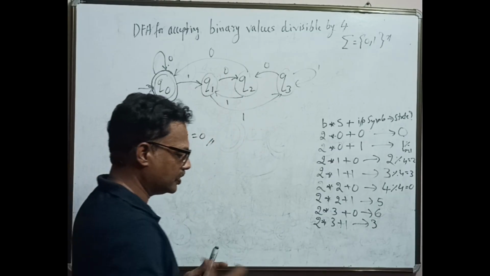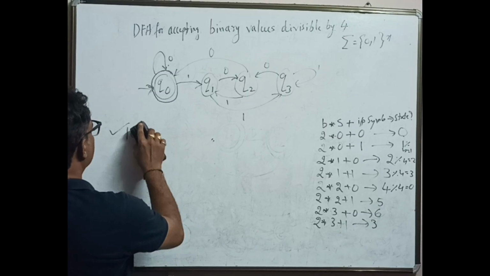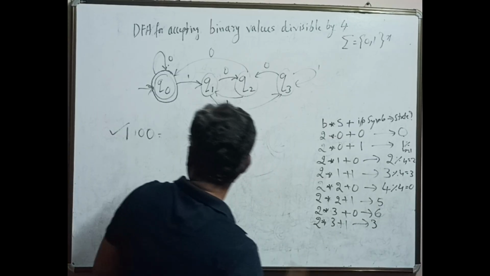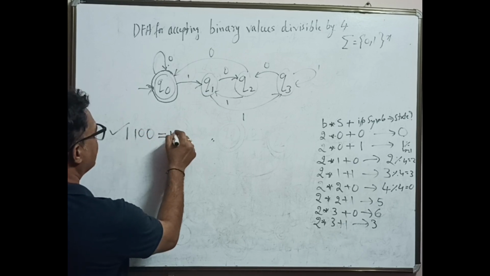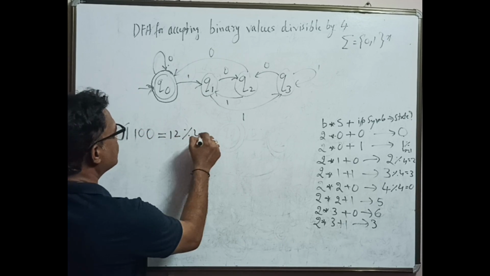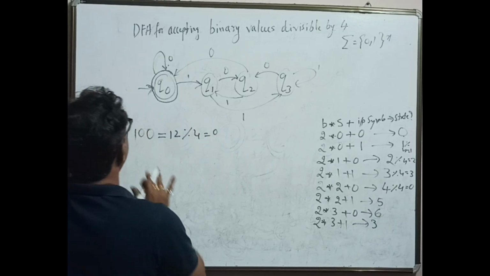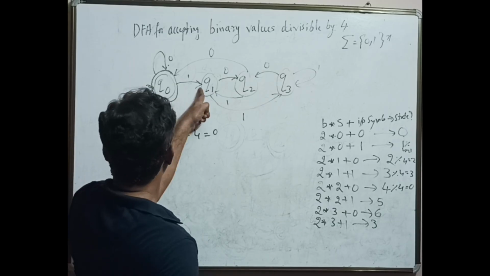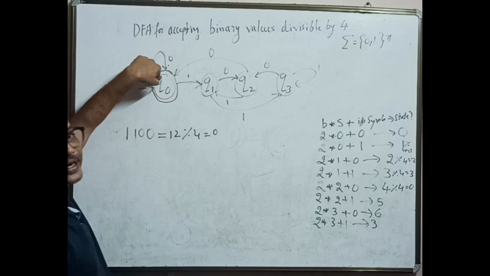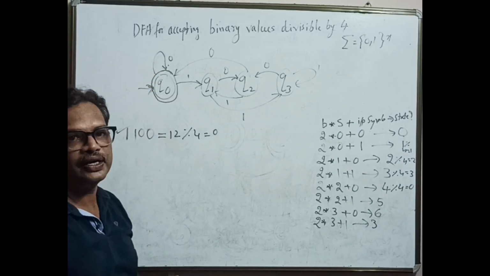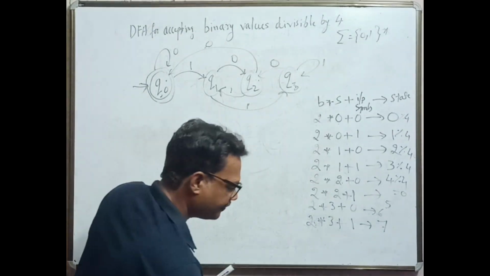Let us take one more string. Let us take 1100. So 1100 is 12, and 12 mod 4 is 0. We know that. Now let us see here: 1, 1, 0, 0. So it ends in the accepting state. So it is a valid DFA.